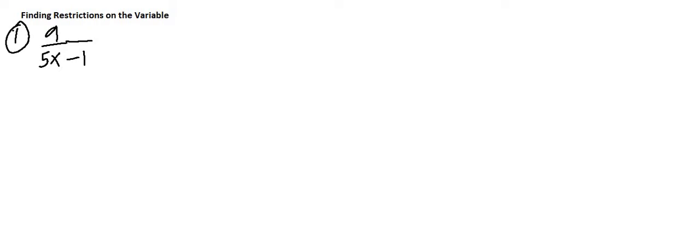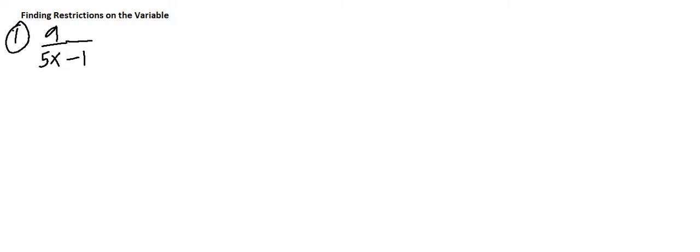Hi guys, today we are going to see how to find restrictions on the variable. When they talk about restriction, they mean the denominator is not supposed to be 0, because if the denominator is 0, then the equation is undefined. Like 1 divided by 0 is undefined. You cannot have a denominator 0.